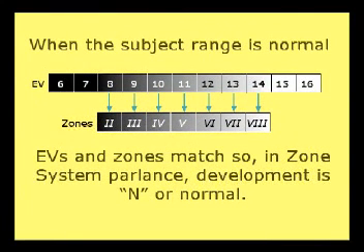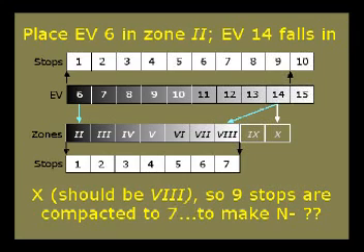When the subject range is normal, that is, when stops and zones are equal, development is considered to be normal, or N. The actual developing time, represented by N, is determined traditionally by a series of empirical tests. If the subject range is greater than normal, that is, greater than 7 stops, it must be compacted by reduced development. In this example, a 9-stop range is compacted to 7. This requires N-minus development, and in this case it could be called N-2.